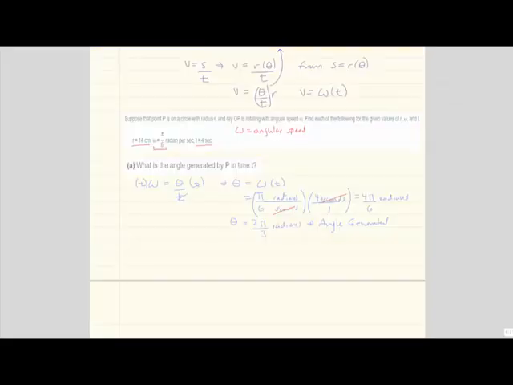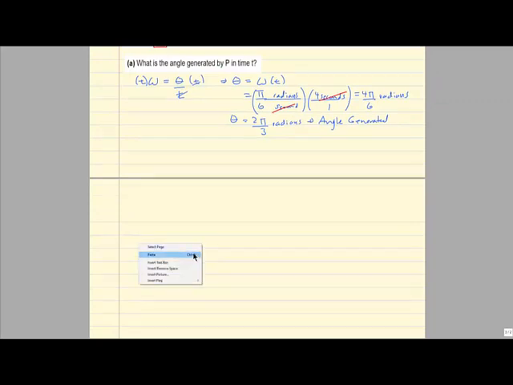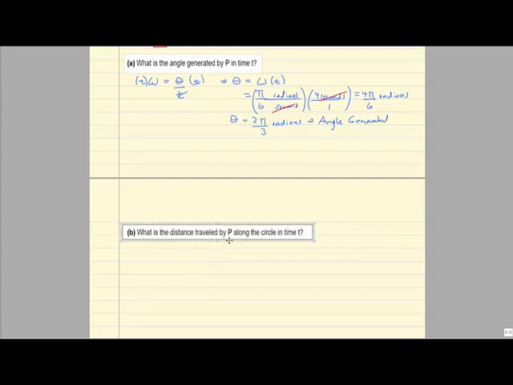Okay, for part B, we might have to go back to what we were given. It says, what is the distance traveled by P along the circle? Well, when we're looking for distance, this seems like it would be arc length. So distance traveled would be arc length. We know the formula for arc length is s equals r theta.